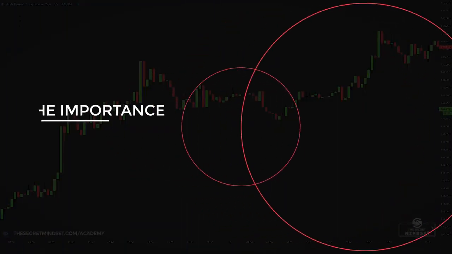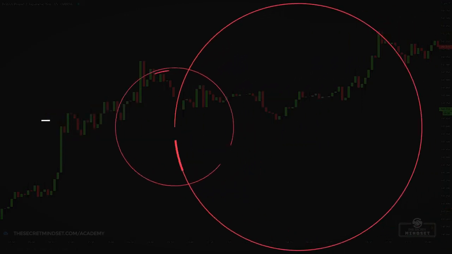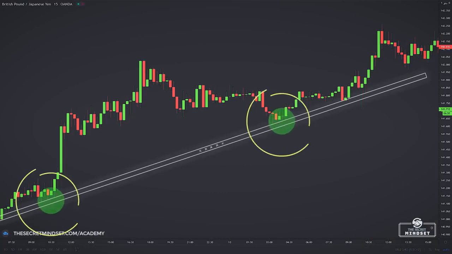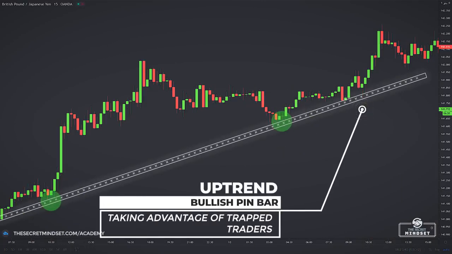Now, why are pin bars at trend lines high probability setups? Well, for two reasons. First, it's a rare setup. It's not every day you'll see a pin bar at a trend line. And second, a pin bar at a trend line shows an important event is taking place, which is going to make a lot of traders lose money.